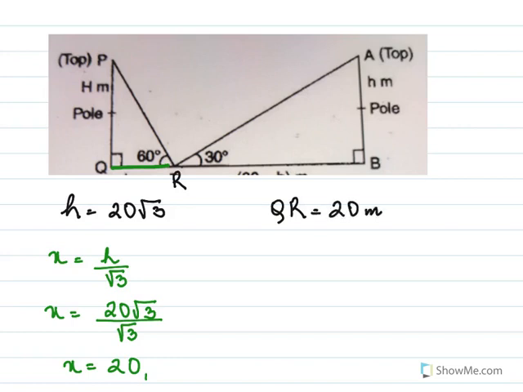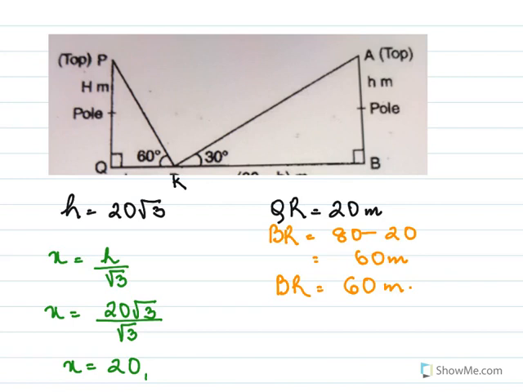Now to find the other side, this remaining side, that is BR, right? So BR will be 80 minus 20, which is 60 meter, because you know the entire road BQ is 80. So BR is 60 meter.